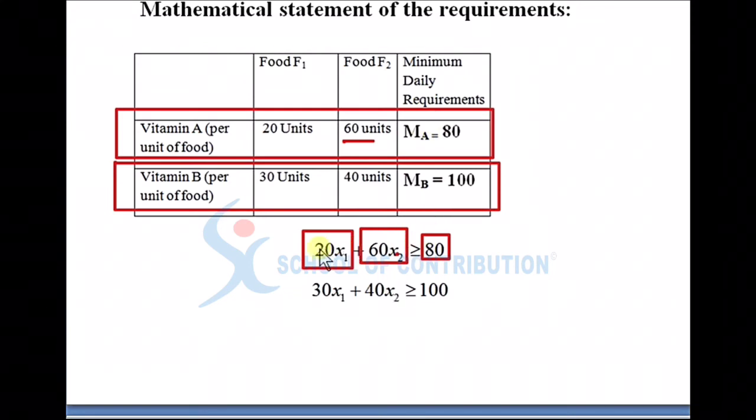So our 20x1 plus 60x2 amount should be at least 80, greater than or equal to 80. So it should be more than 80 or equal to 80. That's called the minimum daily requirement. Okay. In the same manner we see that we get 30 units of vitamin B on a per unit basis from food F1 and 40 units of vitamin B on a per unit basis from food F2 or X2, and these two combined should be more than or equal to the minimum daily requirement of 100 units of vitamin B. So this is the minimum requirement.